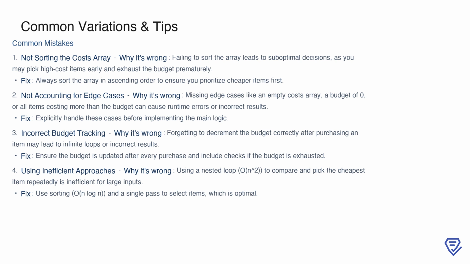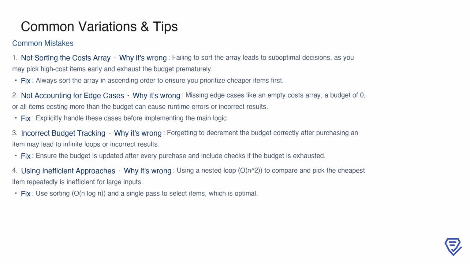By sorting the array in ascending order, you ensure that you prioritize cheaper items first, which is the foundation of an optimal greedy strategy. Another mistake is neglecting edge cases, such as when the costs array is empty, the budget is zero, or all items exceed the budget. These scenarios can lead to runtime errors or incorrect results, so it's important to handle them explicitly before diving into the main logic.